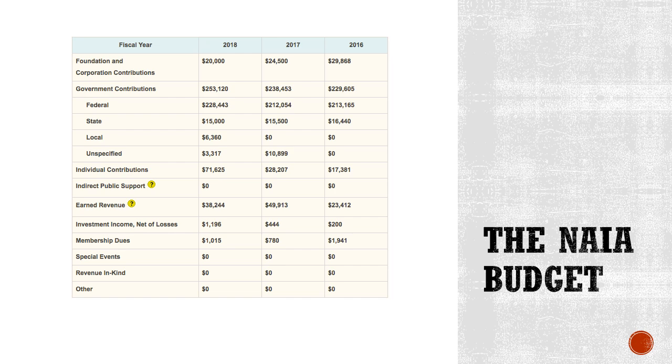And then, of course, you see state and local grants, which are in the form of tax exemptions on our property taxes and other things of that nature. Individual contributions in the past have not made up a great portion of our budget. However, someone passed away during 2018 and left a sizable donation to the NAIA. And then, of course, earned revenue comes from donations that we receive just from individuals passing by the organization, or when we go out and knock on doors and ask for people to donate to the NAIA.